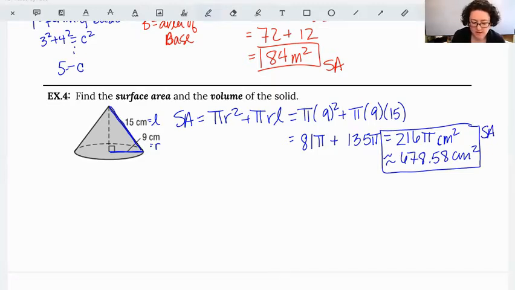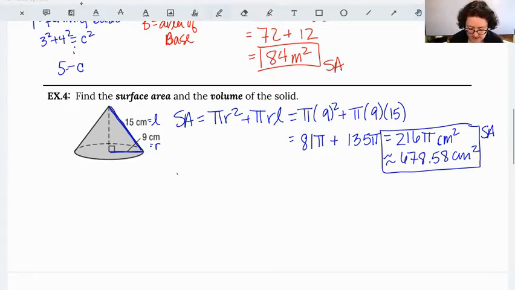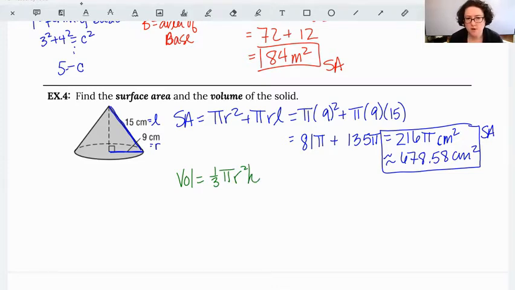Okay, next part, it was asking us for our volume. So again, look up your formula. Volume equals 1/3 pi r squared h. And so looking at our variables, r for our radius, we already have that. H for our height, we don't know that info yet. It is not labeled on our diagram. But what kind of shape do you see in our diagram again? It's another right triangle. And so I could go ahead and use the Pythagorean theorem.